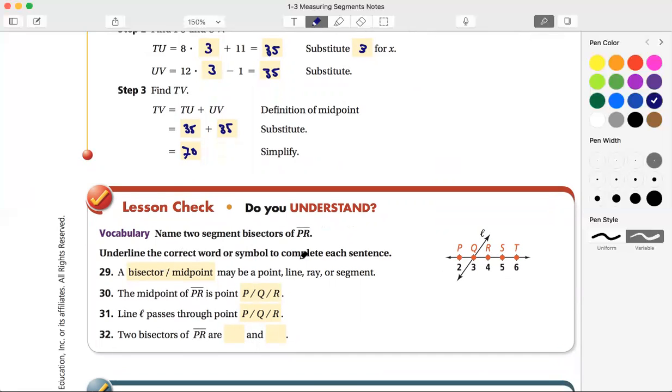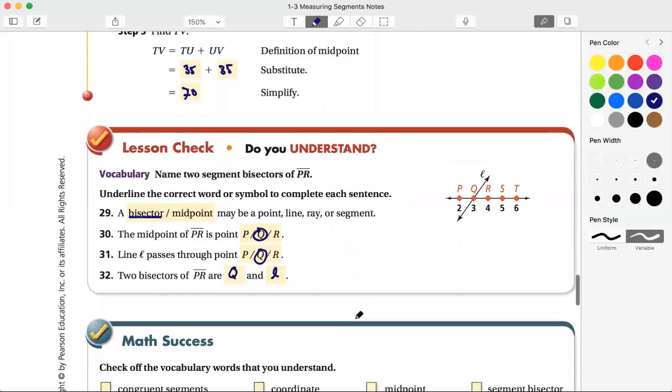All right, underline the correct word or symbol to complete each sentence. A blank may be a point, line, ray, or segment. So a bisector may be a point, line, ray, something that just divides a line into two parts. The midpoint of PR, so here's PR, looks to be Q. The line L passes through the point Q. So the bisectors of PR are point Q and line L. And that's it for this section.